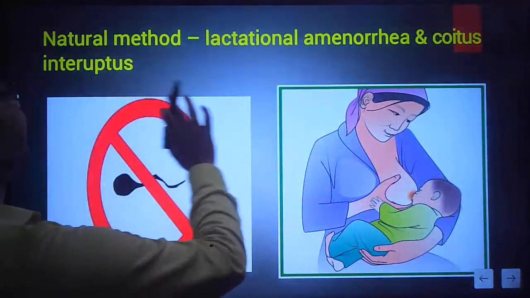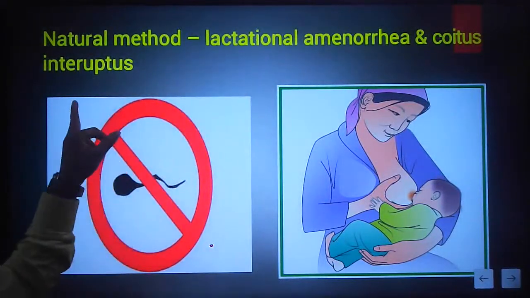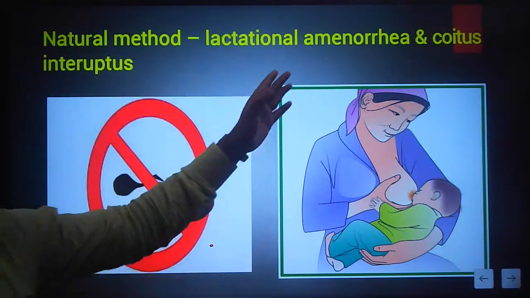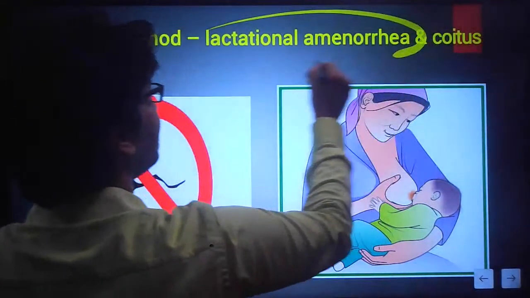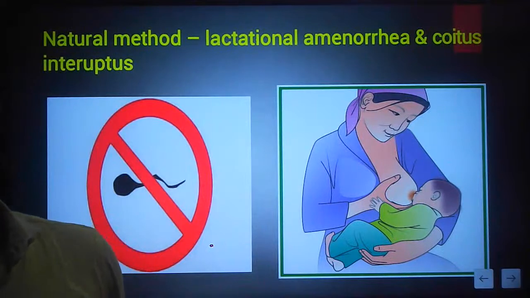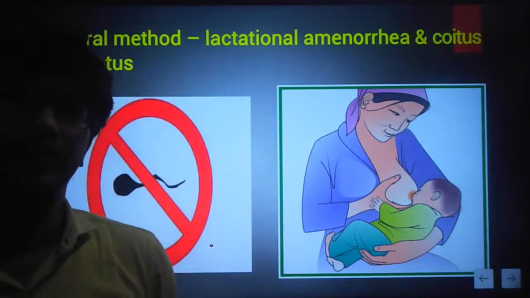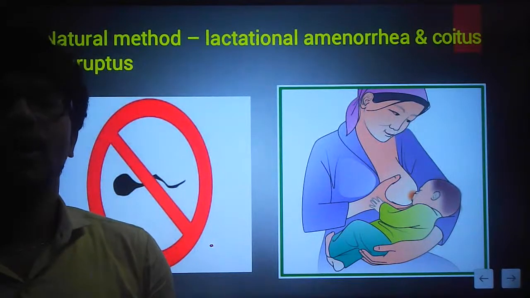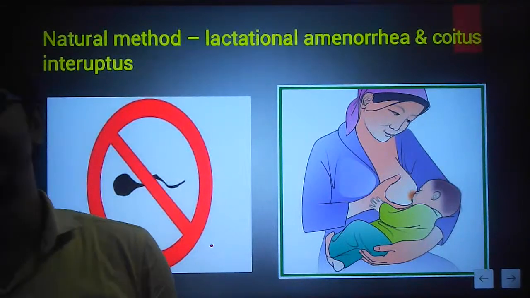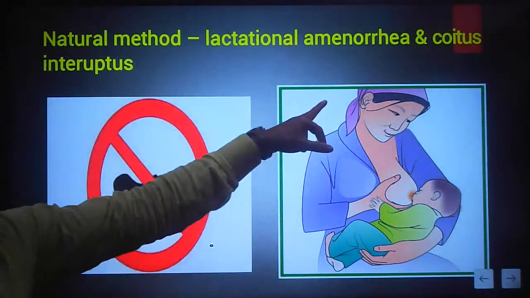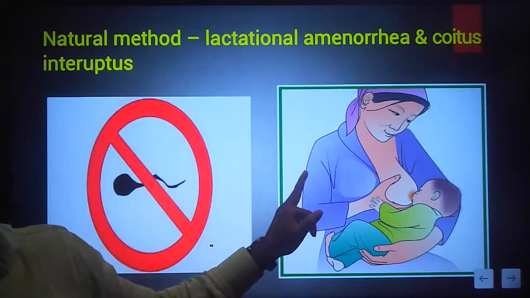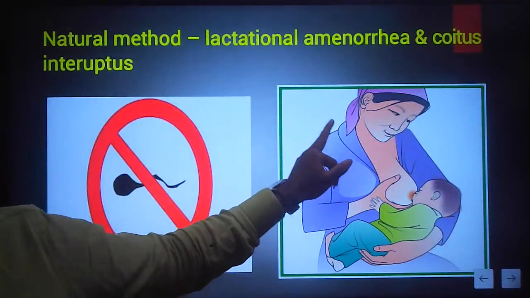Next we come to the other techniques, lactational amenorrhea and coitus interruptus. You have studied this in the textbook itself. What is lactational amenorrhea? Can someone tell me? In the first 6 months following parturition, the mom will be feeding the newborn, and at that time she cannot get conceived. So this is a 6 month period.